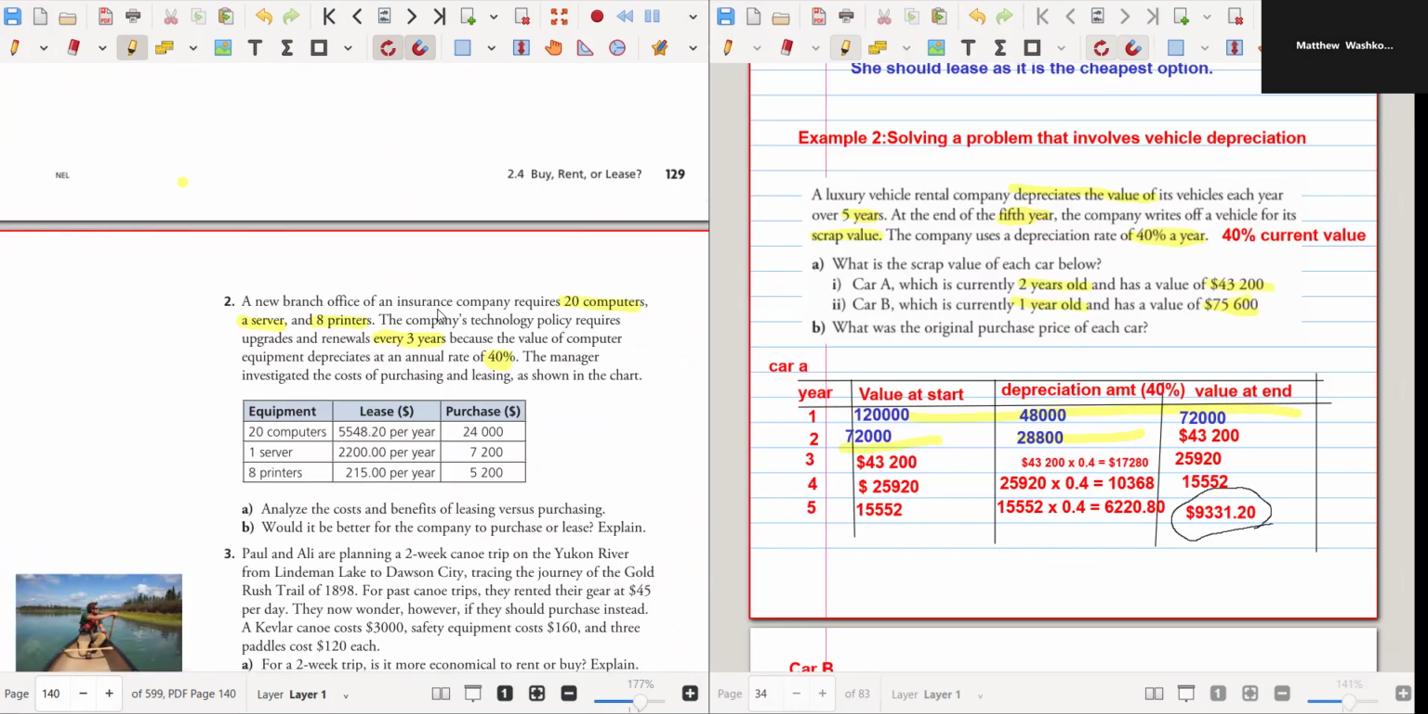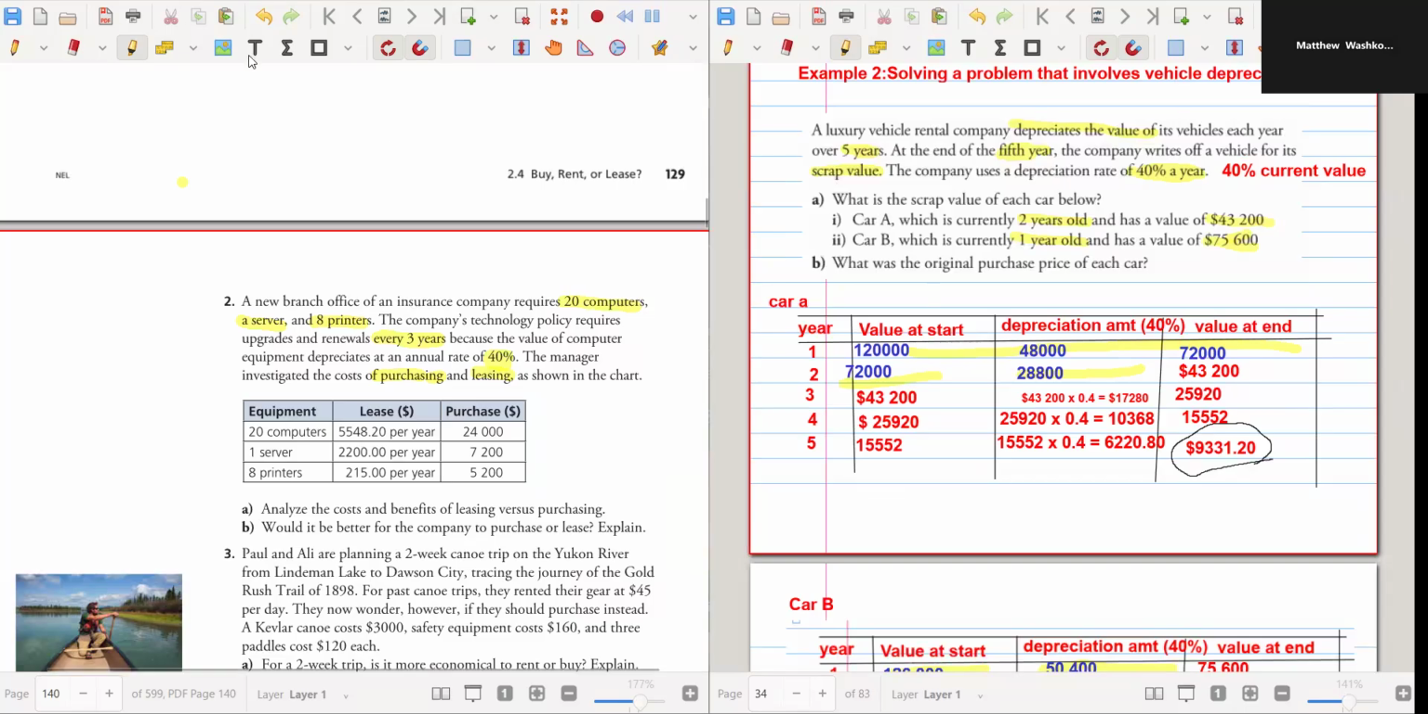or they have to lease computers. So this manager is looking at the cost of purchasing and of leasing. So we want to basically compare both of them. So the first question here asks, what's the benefit of leasing versus purchasing? Now, in this case, what you're really looking for is some basic math numbers.